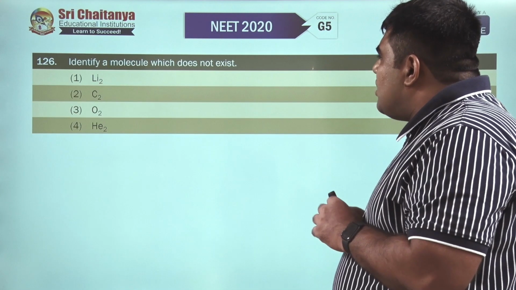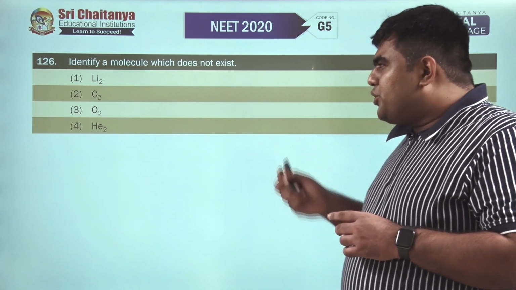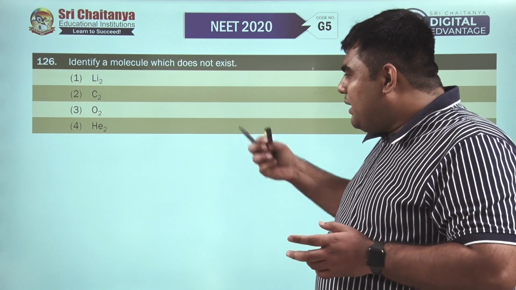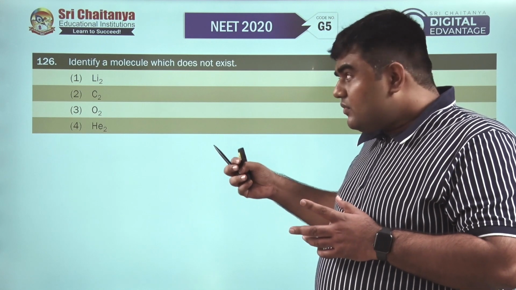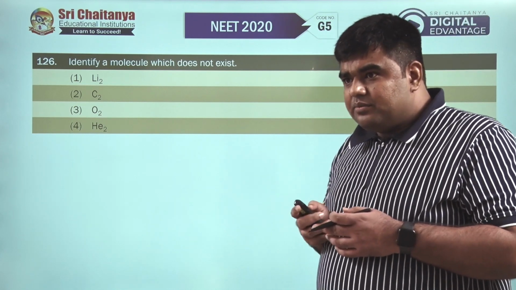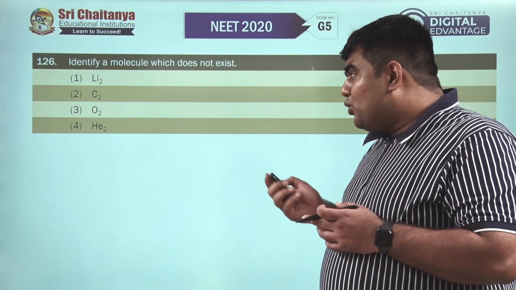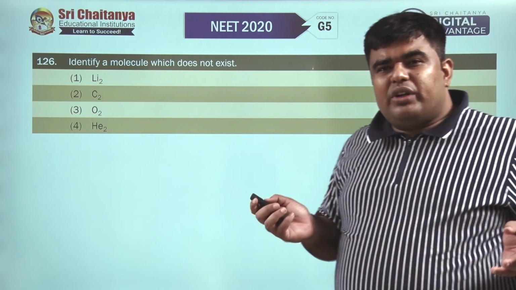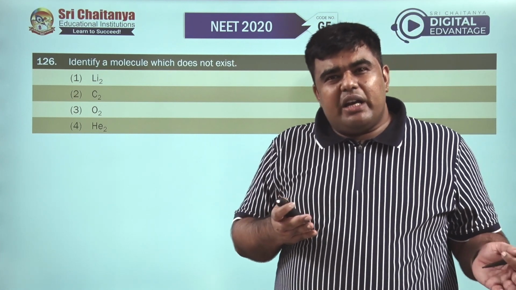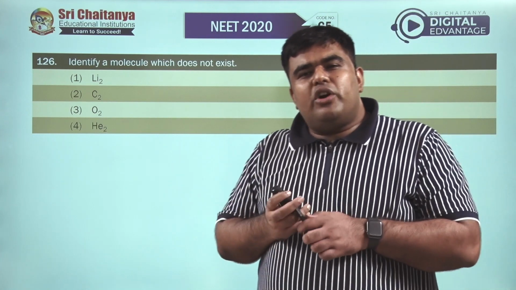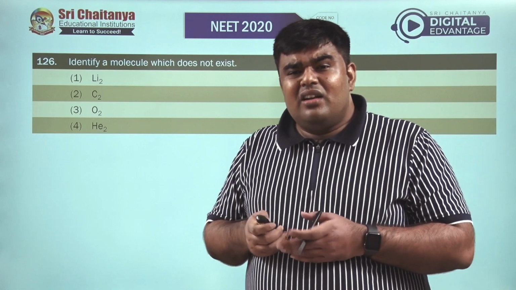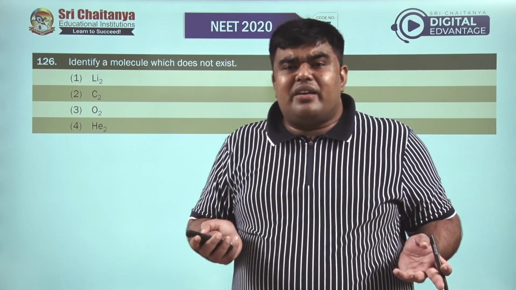Identify a molecule which does not exist. Looking at this question, if you go through MOT, the number of electrons in BMO, NBMO, ABMO. Question number 126. Identify a molecule which does not exist. So we have Li2, C2, O2 and He2. If we go through MOT, in He2, the number of electrons in bonding molecular orbital and the number of electrons in anti-bonding molecular orbital are the same. That means it will yield zero bond order. That basically tells us that it will not exist.